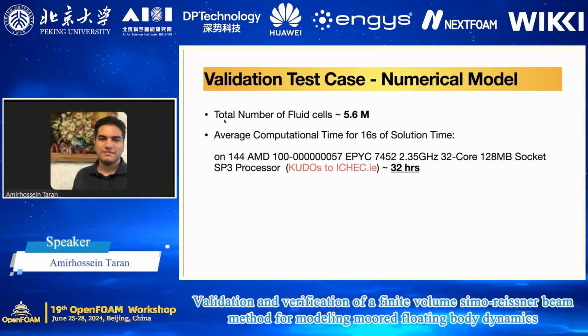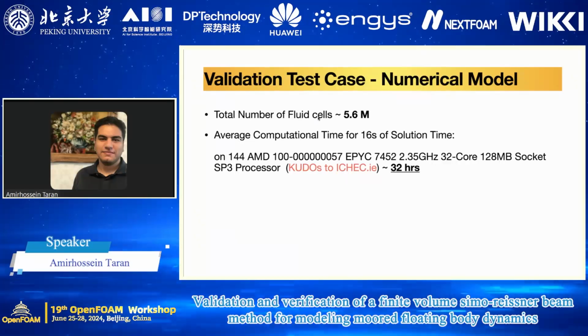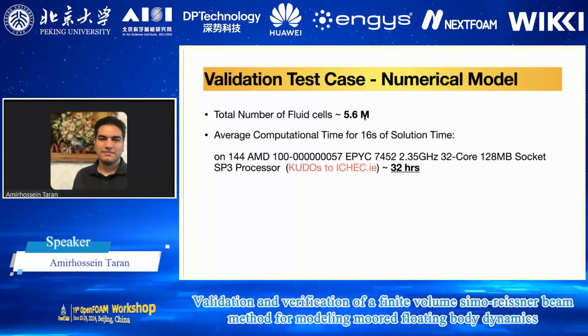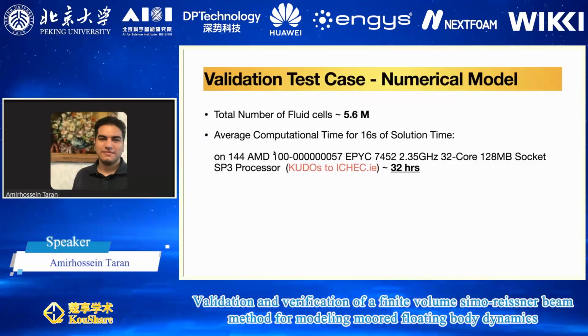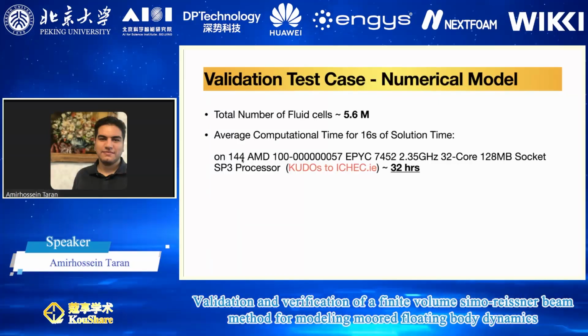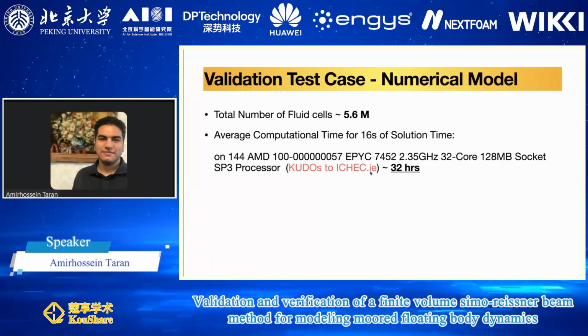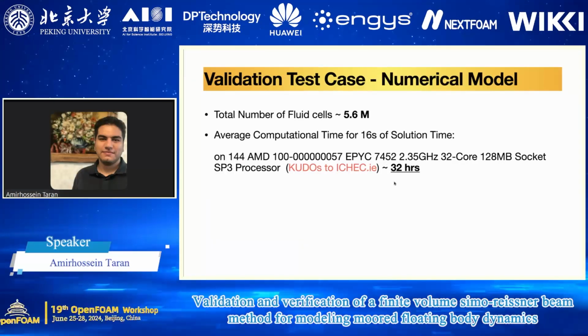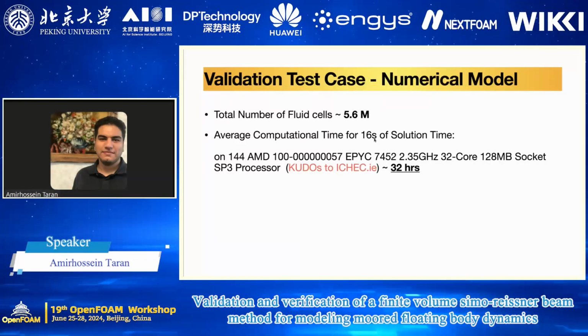You might be curious about the number of computational cells in our domain: it is 5.6 million, and for 16 seconds of simulation time, using 144 AMD cores on iCHEC, the Irish high-end computing center, it takes about 32 hours to simulate just 16 seconds of the solution.